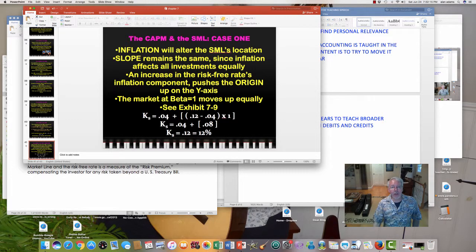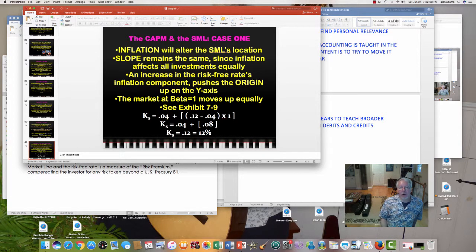Very good. So inflation will alter the location of the SML, but the slope will stay the same because the market return and the risk-free rate's return will both be changing by the same amount. So if all of a sudden inflation were to go up by 1%, that means my 3% becomes 4% for a T-bill, and my 11% for the market becomes 12%.